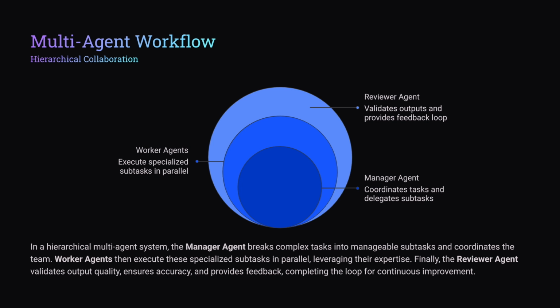This is a classic hierarchy. Manager agent breaks down the task and delegates. Worker agents execute specialized subtasks in parallel. Reviewer agent validates output quality and catches errors. Example: building a blog post pipeline. Manager defines structure and assigns research, outline, SEO, and proofreading. Workers do each part. Reviewer checks factual accuracy, tone, and compliance. Tip: the reviewer agent is your quality firewall.